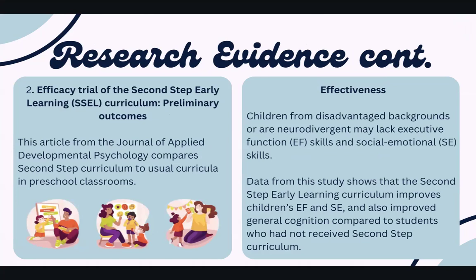The second one I looked into was an efficacy trial for Second Step, and this one applies to preschool classrooms. Children from disadvantaged backgrounds or who are neurodivergent might lack executive function, EF skills, and social emotional, SE skills. Data from this study showed that the Second Step early learning curriculum improved their overall executive functioning and their social emotional skills, and also improved their general cognition compared to the students who had not received the Second Step curriculum. So we're seeing some differences.